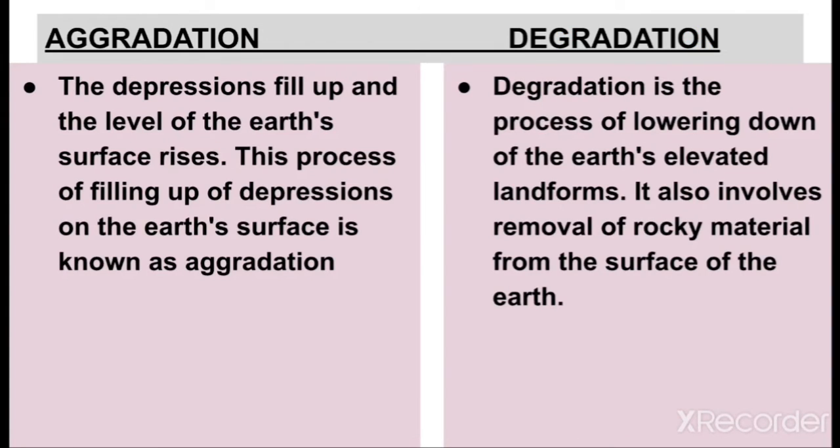Next, aggradation and degradation. In aggradation, you will write: the depressions fill up and the level of the earth's surface rises. This process of filling up of depressions on the earth's surface is known as aggradation. In degradation, you will write: degradation is the process of lowering down of the earth's elevated landforms. It also involves removal of rocky materials from the surface of the earth.